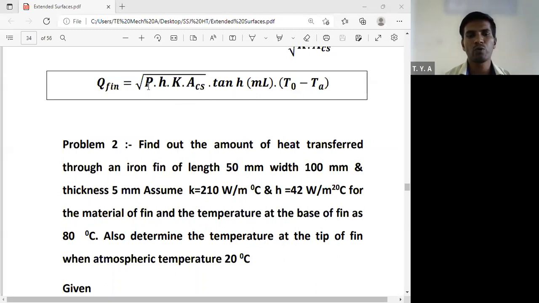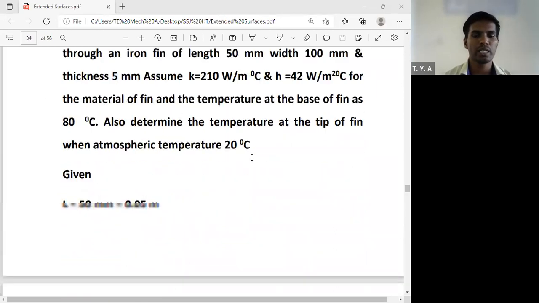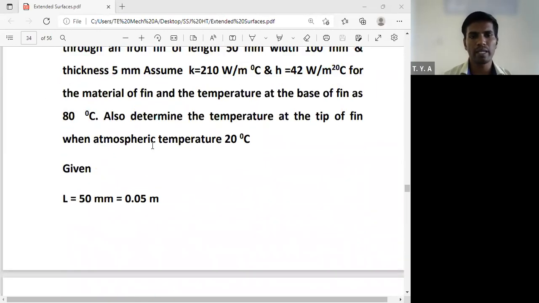Okay, so first of all we have to calculate the perimeter and cross section area, and by using that we can calculate the square root. But how to calculate the value of m? So m is nothing but square root of pH upon K. So in that also there is a requirement of P and cross section area. So therefore first of all we have to calculate the values of P and cross section area. Okay, so all of you write down the given.